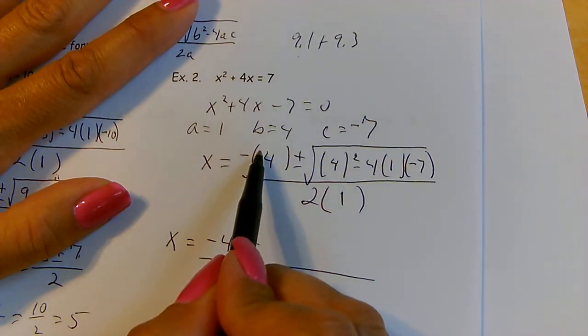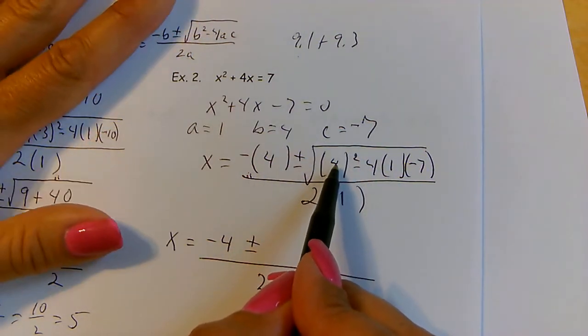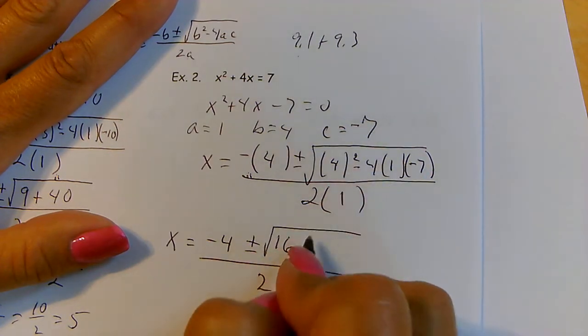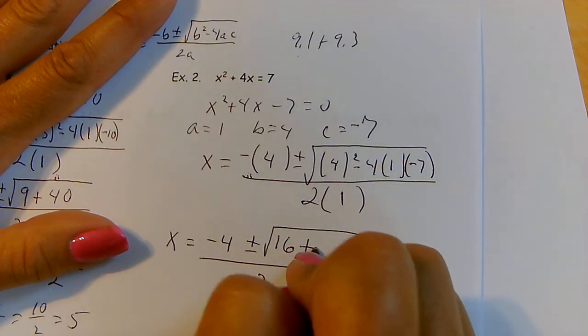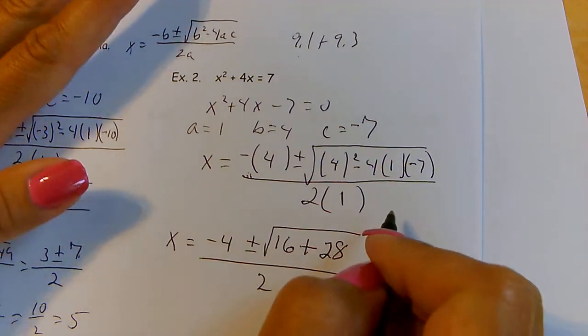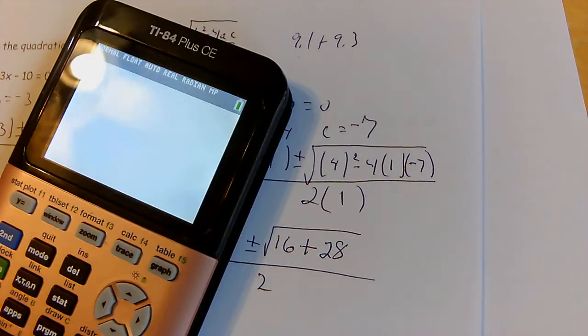So that's -4 plus or minus here, 2. This is going to be 16. 2 negatives is going to make a positive. 4 times 7, 28. I need my calculator. Alright, 16 plus 28, 44. 44 is not a perfect square.